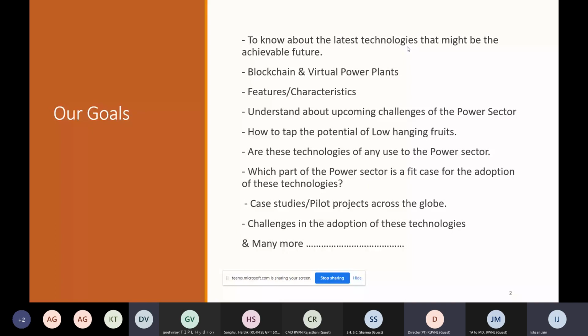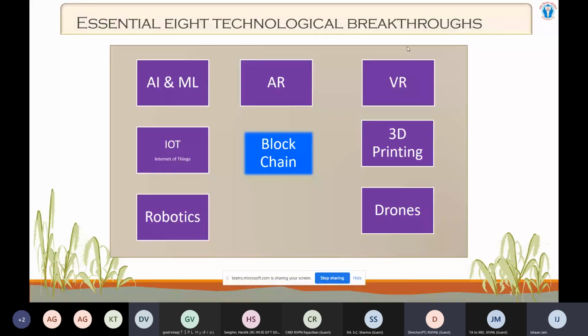Currently, there are 8 technological breakthroughs happening around the world: AI, ML, augmented reality, virtual reality, 3D printing, IoT, robotics, and drones. And we will be concentrating on the blockchain. Although AI, ML, IoT, robotics, and blockchain are interconnected, and they will be using each other for getting a particular good solution for the power sector.